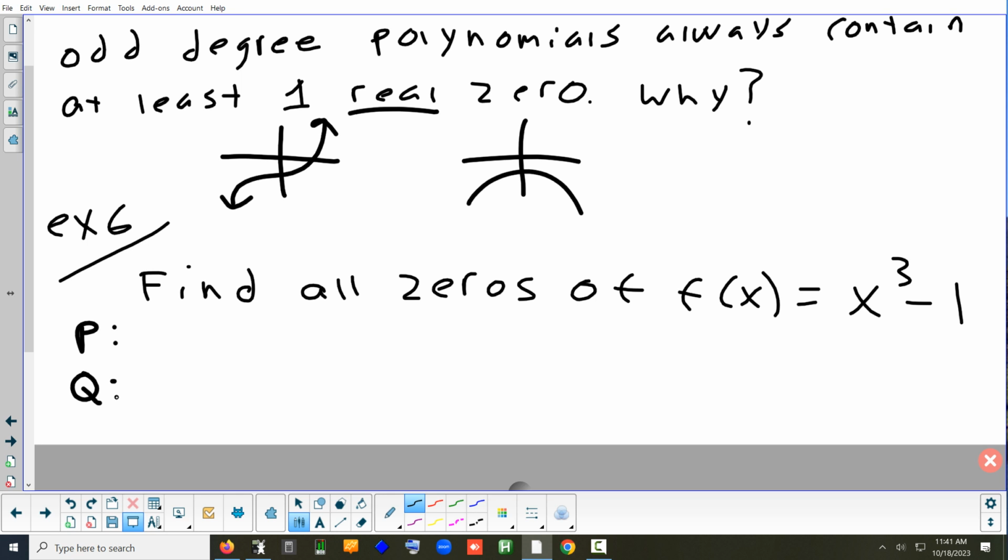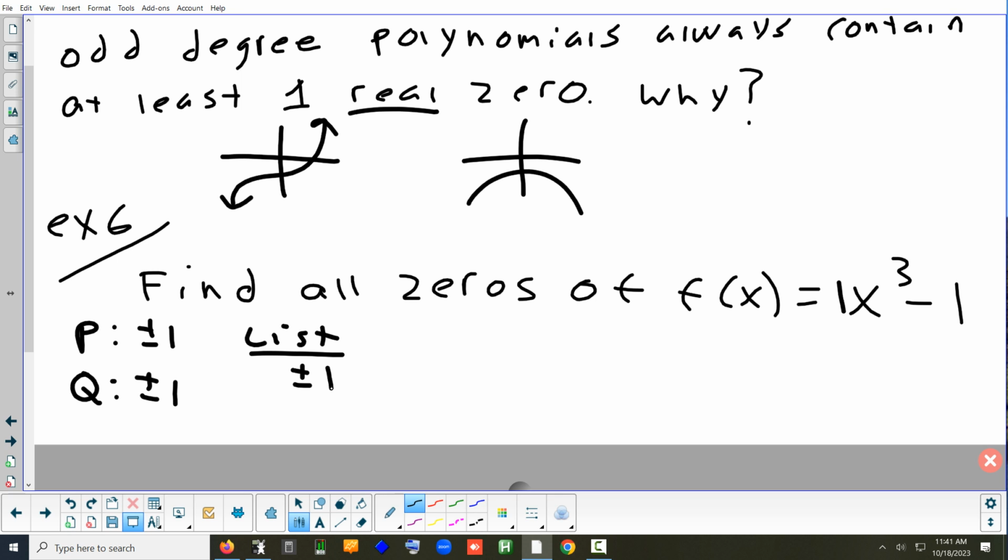What are my factors of the constant? 1 and negative 1. And my factors of the leading coefficient? 1 and negative 1. So when I make my list, when you take all the p's and divide by all the q's, what do you get? Just 1 and negative 1.